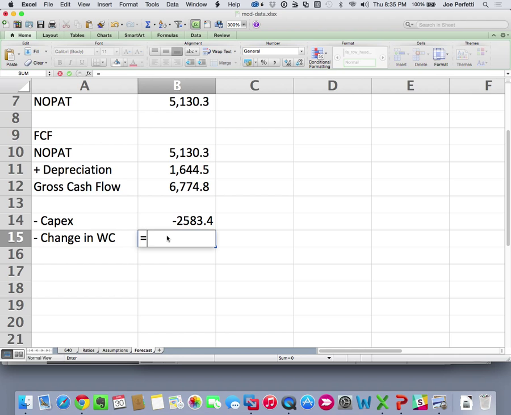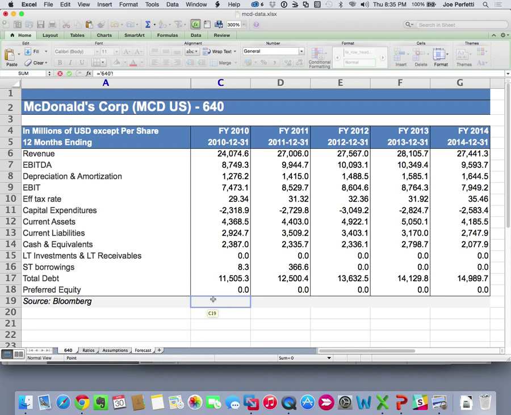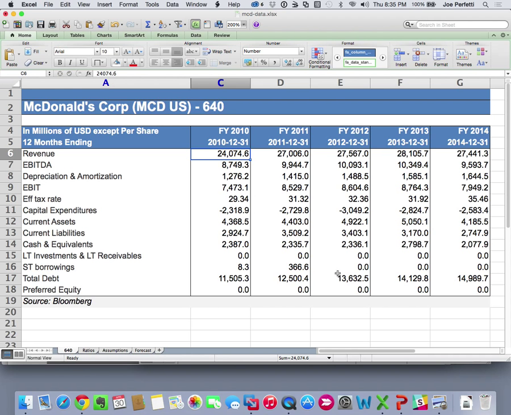So what is change in working capital? Now here's where I'm going to differ from what the accountants do and what the book tells you. And again, I just want you to be able to do it right. So what I'm going to do is take the current assets, right? That's this.